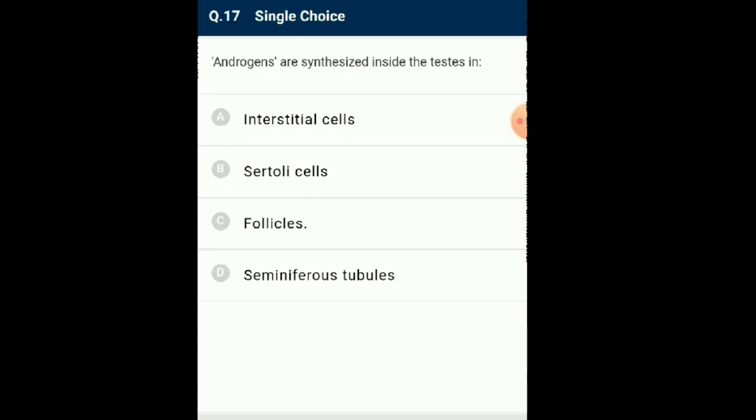Question number 17. Androgens are synthesized inside the. The regions outside the seminiferous tubules are known as interstitial space, which contain small blood vessels and interstitial cells or Leydig cells. Leydig cells are the endocrine cells of the testes, which lie in the form of clusters or singly in the interstitium. They synthesize and secrete testicular hormones, that means sex steroids called androgens, mainly testosterone, under the influence of the luteinizing hormone. So the answer for this question is option A, interstitial cells.